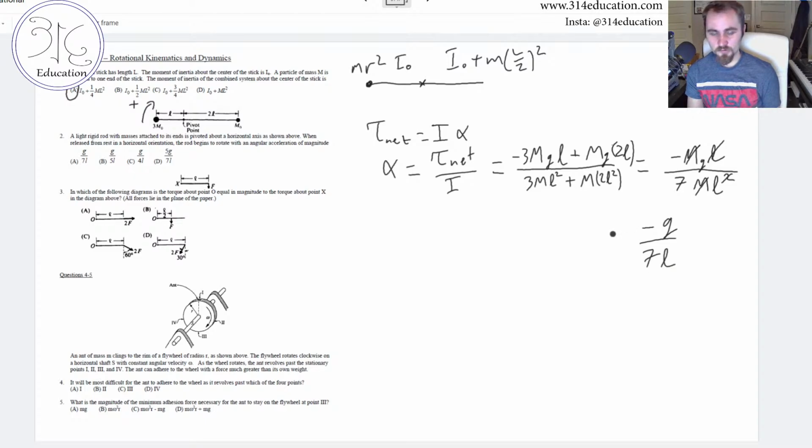And they want the magnitude, so they don't care about the negative. I guess that tells us then, because we defined counterclockwise as negative, this is going to be in the counterclockwise direction. But it's at a magnitude of g over 7L.